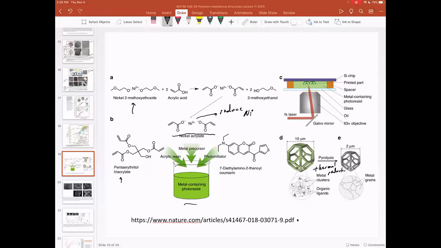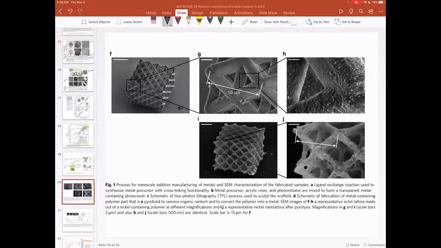You print this structure using bottom-up SLA, and they provide a nice diagram for that. You wind up with something on the order of 10 microns for your nickel salt containing SLA printed resin. You thermally reduce it, so you pyrolyze this probably under nitrogen with a little bit of hydrogen to get a reduction. You get shrinkage because you've gotten rid of all the polymer, but now you have fused nickel-based metal that you can look at in terms of its properties.